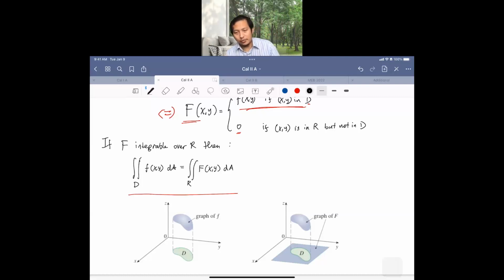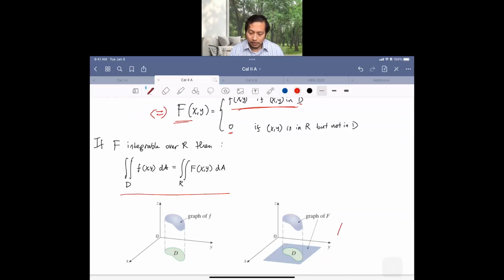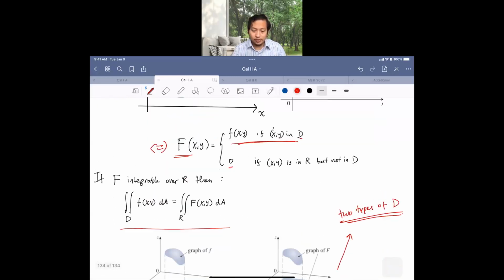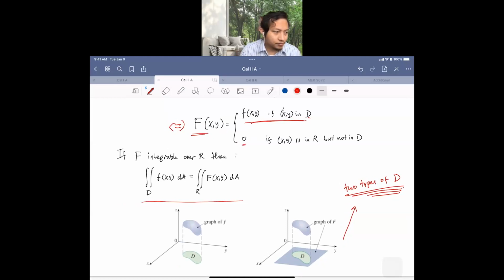Now from here, we have at least two types of D. As an implication of our discussion here, we have two types of D. If you still feel confused over what we have in the definition here, just focus on these two types of D, and then you will see what it really means. I will move to the next page. Hope you finished this part.